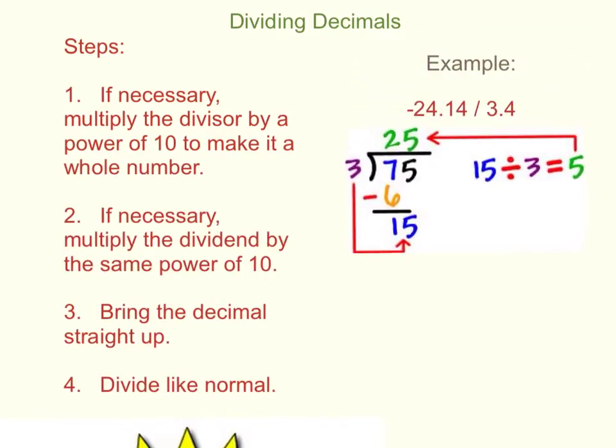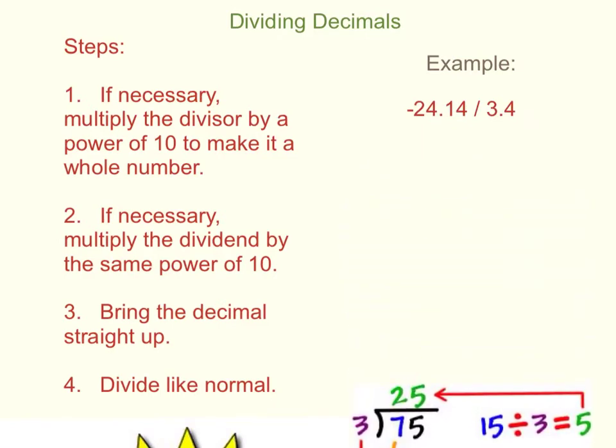Now let's try an example together. Negative 24 and 14/100 divided by 3 4/10. We have a negative divided by a positive, so it means our quotient will be negative. When we're doing our division, we don't really need to worry about that too much until the end.